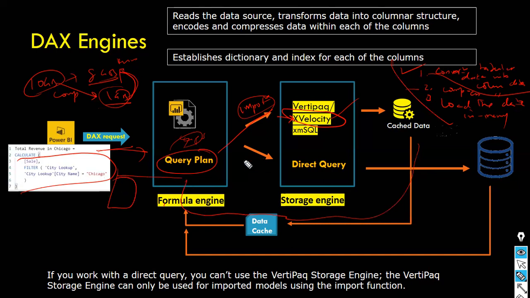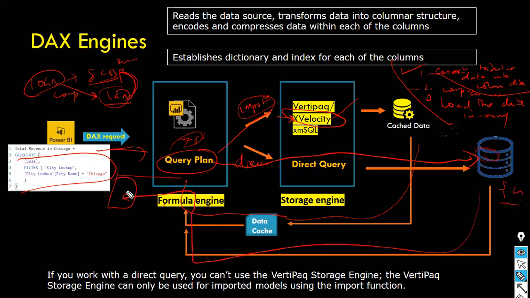In the case of direct query mode, the same DAX query will be accepted by the formula engine, and then it parses it, and if there are no issues, it generates the query plan. This query plan will be sent directly to your SQL Server or Oracle server. The query will get executed there, and the output of the query will be sent back to your formula engine, and then sent directly to your visual. That's all, guys. This is how the DAX engine works.